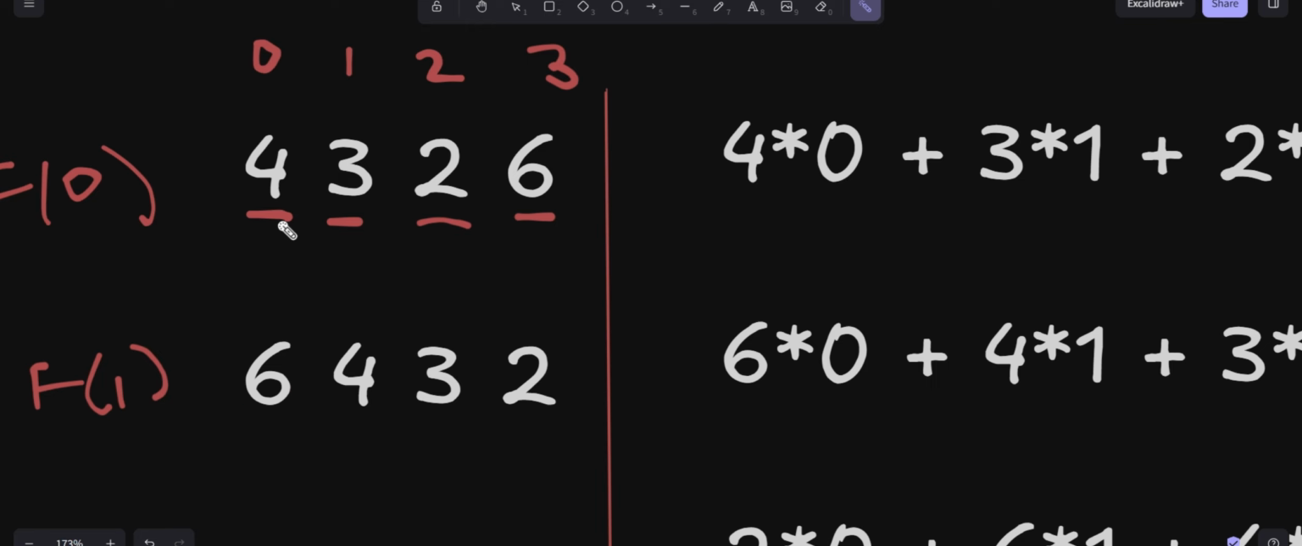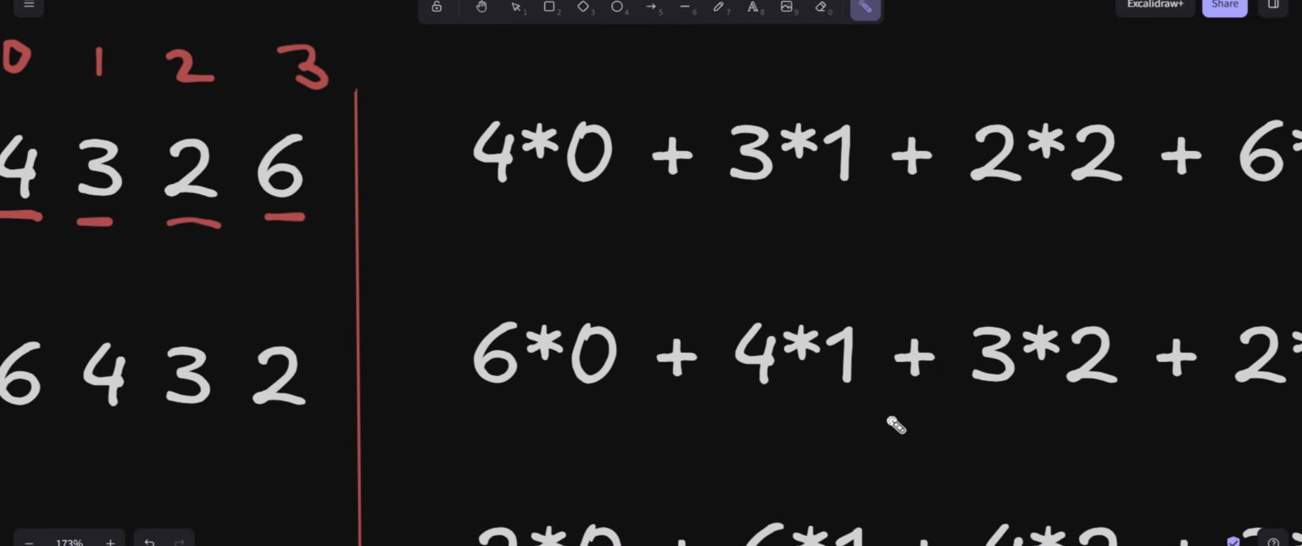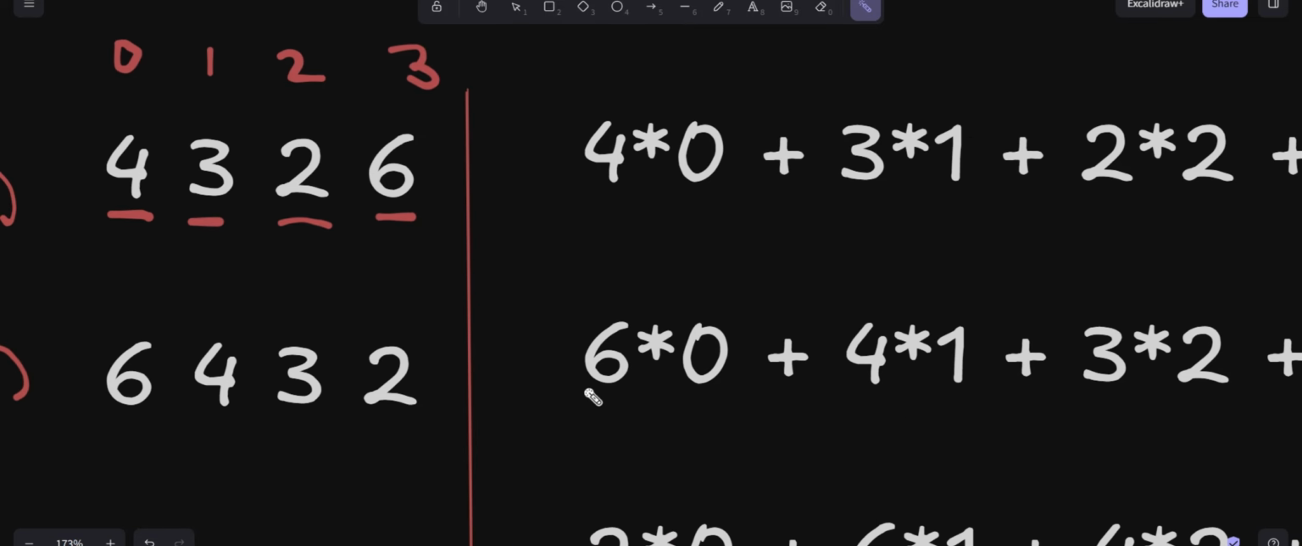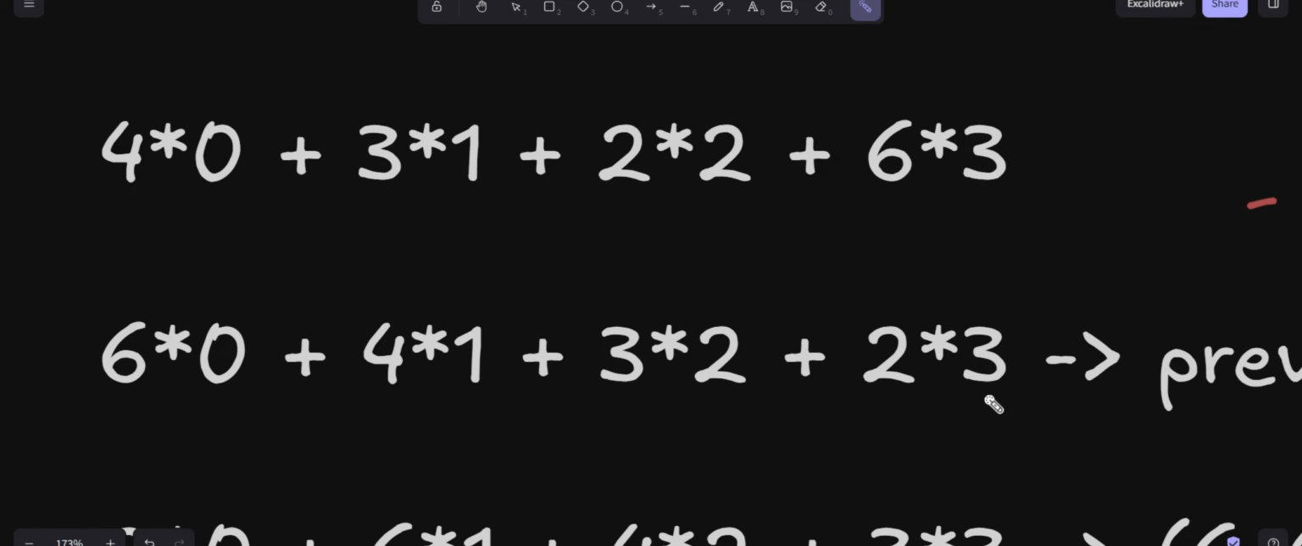And for the other elements, we can observe that 4 was contributing 0 times, but now it will contribute 1 time. We can see 3 was contributing 1 time, but now it will contribute 2 times. 2 was contributing 2 times, but now it will contribute 3 times. This means that except the element that is now at the zeroth index, every element's contribution was incremented by 1, right? 4's 0 became 1, 3's 1 became 2, 2's 2 became 3, right?